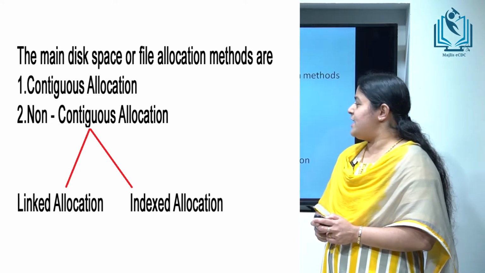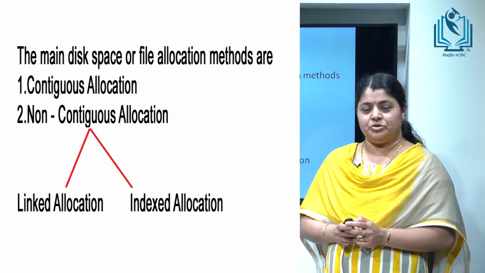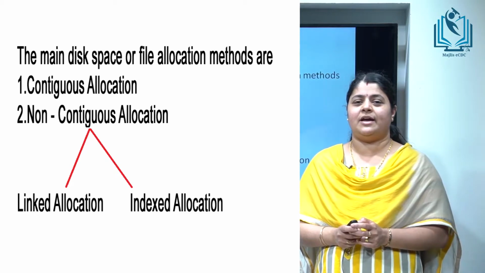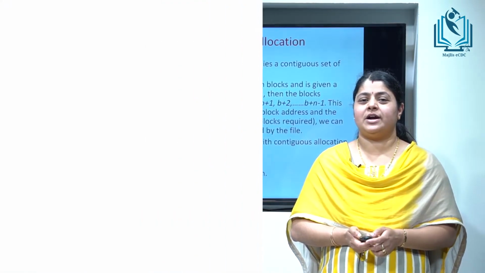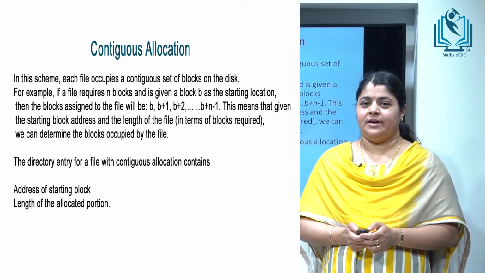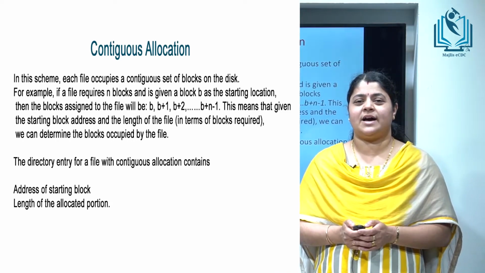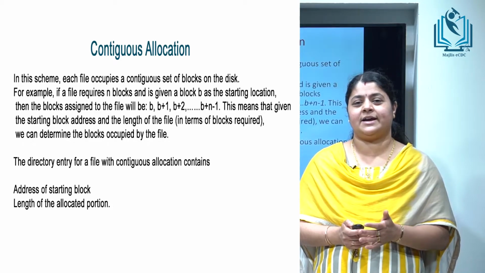The non-contiguous allocation is again divided into two types, indexed allocation and linked allocation. The first one is contiguous allocation. In this case, the blocks are stored in the disk in a continuous manner.